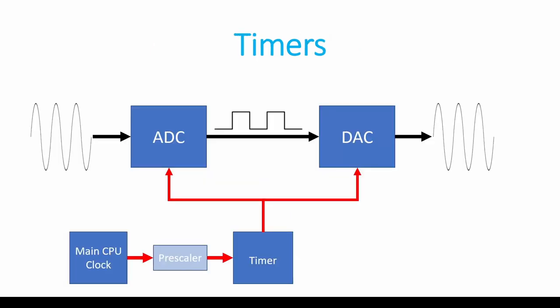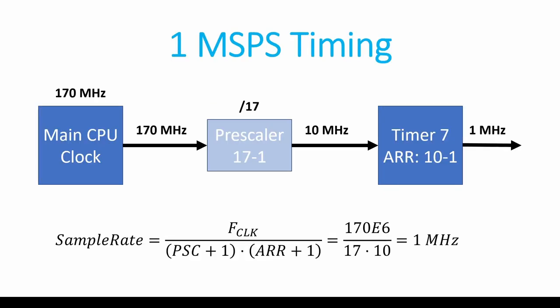Now that I've given a brief introduction to DMA, we can start configuring the hardware for our loopback system. As previously mentioned, to drive both the ADC and DAC together at the exact same sample rate, we will make use of timers. Like the previous video, both converters will be configured to trigger when the timer counting period elapses. Therefore, by tuning the value of the prescaler and auto reload register, we can specify an exact sample rate. For this example, I will drive both the ADC and DAC at 1 MHz.